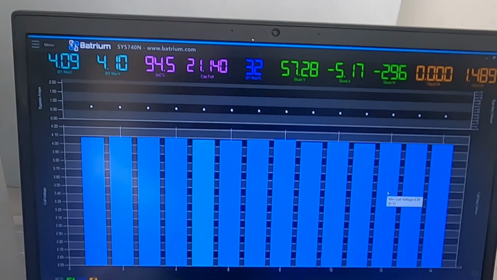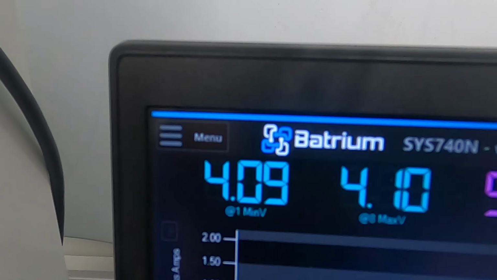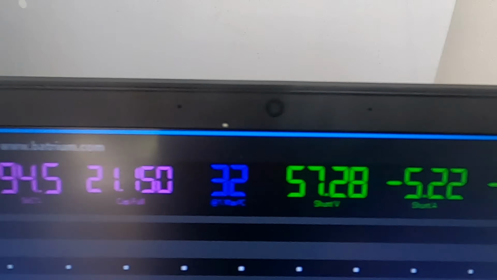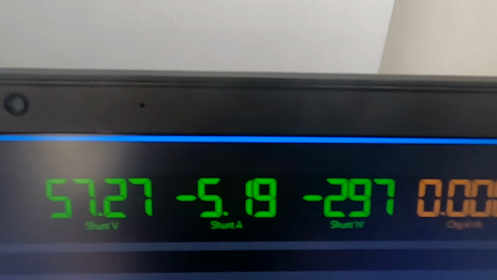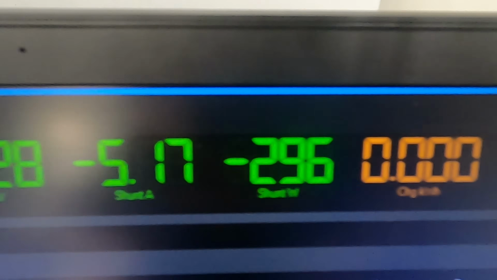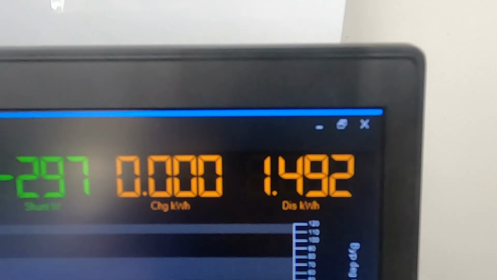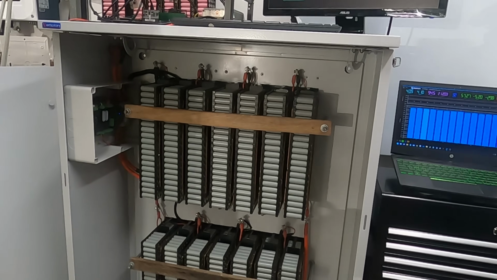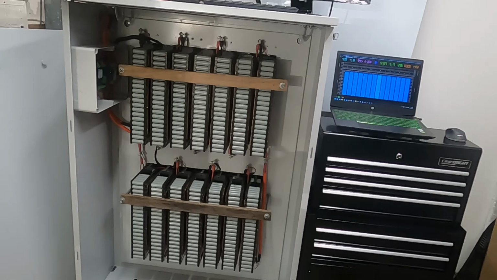And then we've got the battery. We're sitting at 4.9 is the low and 4.1 is the high. Bloody brilliant. I love seeing it when it's got a good spread like that. Still at 57 volts. And we have 1.5 kilowatt hours drawn out of the batteries already. So going well. We've got a few hours left to go. I'll see you again soon.